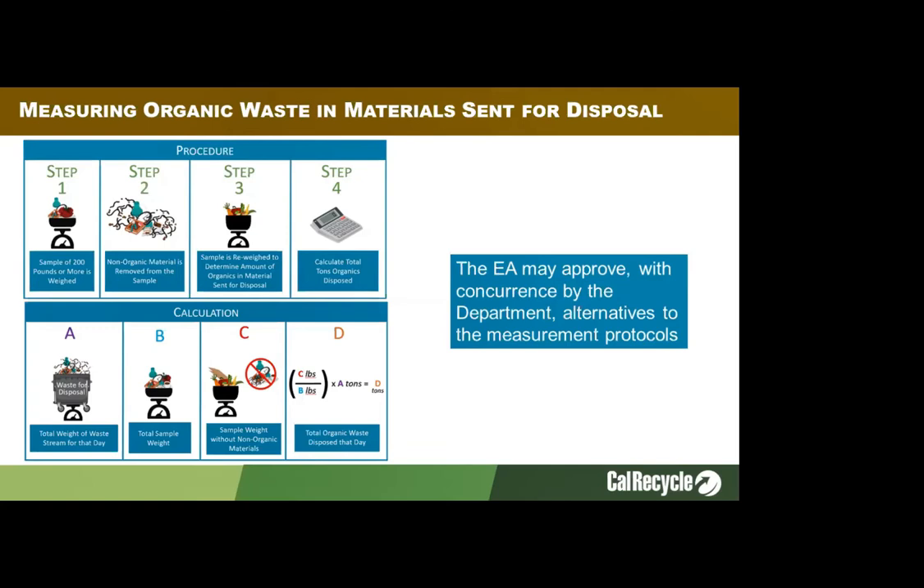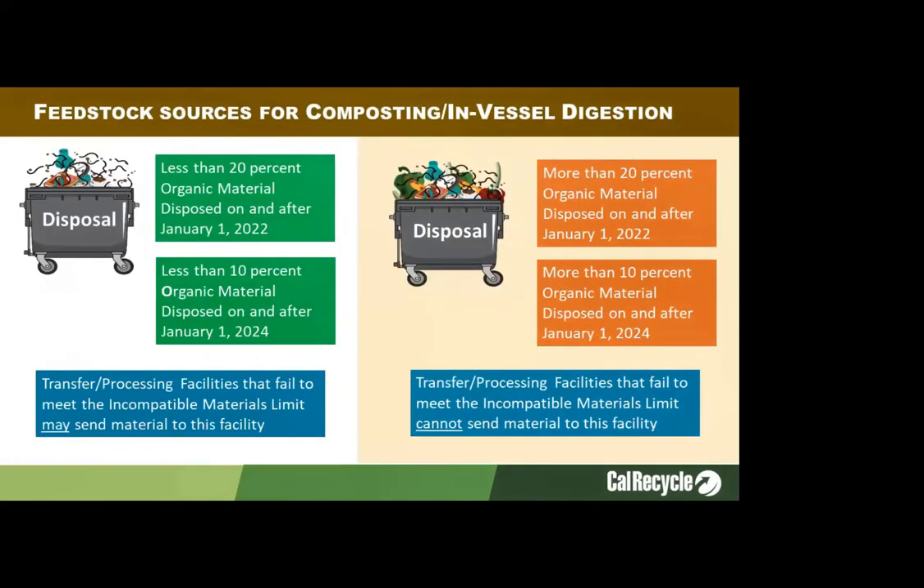The EA may approve, with concurrence by the department, alternatives to the measurement protocols if the operator can demonstrate that it will be as accurate as the prescribed protocols. Alternative measurement protocols may include measurements made with the different sample frequency and/or weights for determining the amount of organic waste contained in the residual.